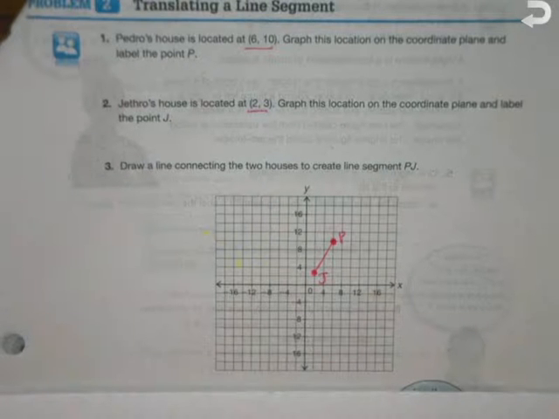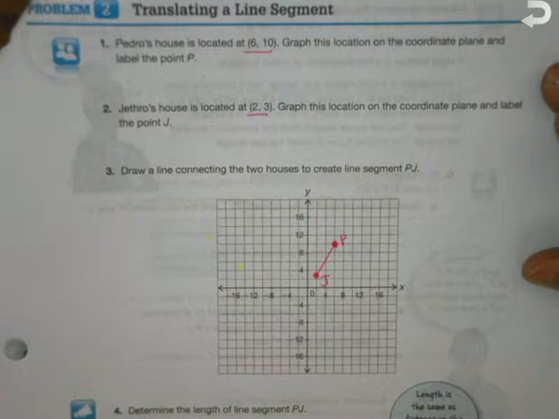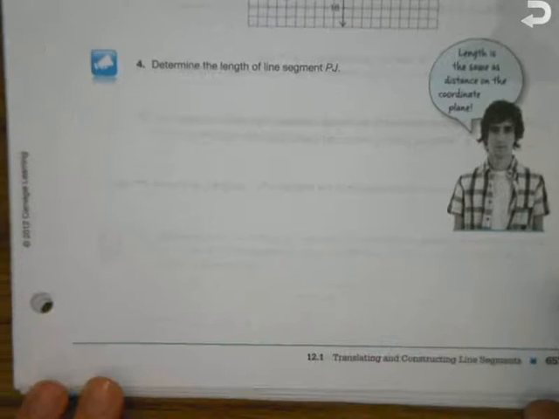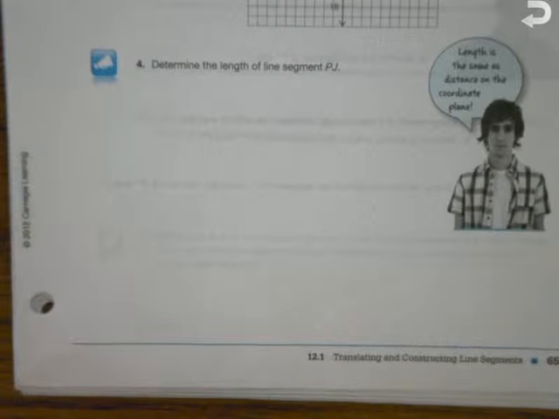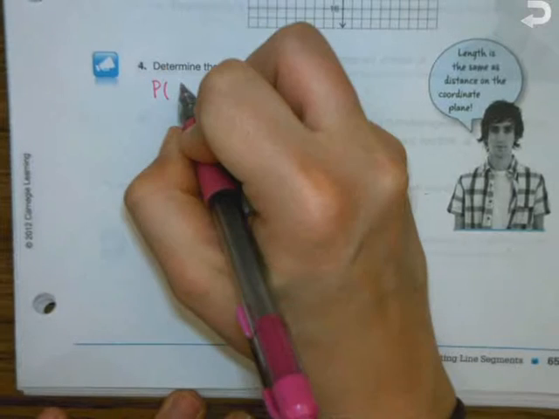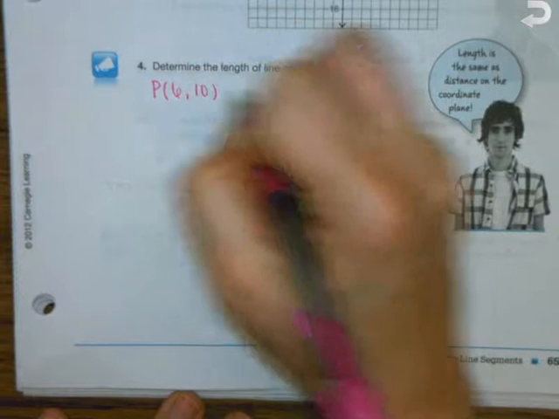Easy so far, right? So then part 4. I want you to determine the length of line segment PJ. So what are you going to use? You can use Pythagorean theorem, or you can use what we've been using, which is distance formula. So with your groups right now, use the distance formula to find PJ, and I'll write down the coordinates for you. P is at (6, 10), and J is at (2, 3).